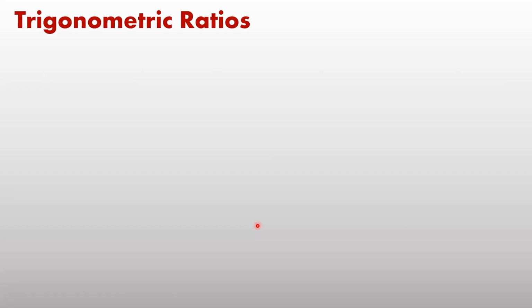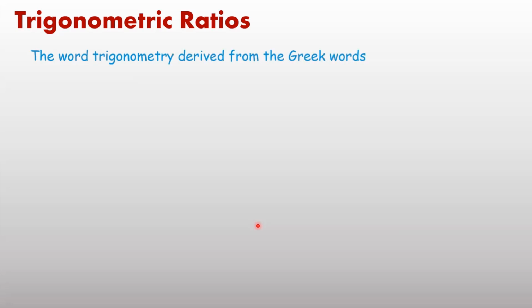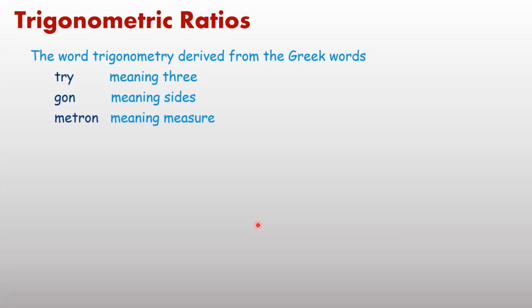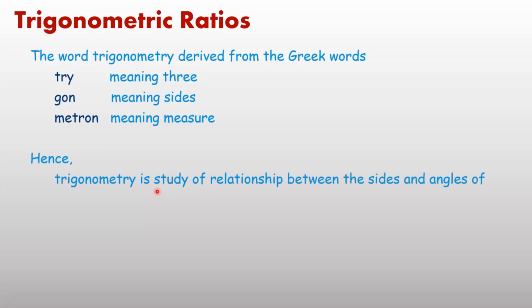First, you should know the meaning of trigonometry. The word trigonometry is derived from the Greek words: tri, which means three, gon means sides, and metron means measure. The combined form of these three words we write as trigonometry. Hence, trigonometry means the study of the relationship between the sides and angles of a triangle.